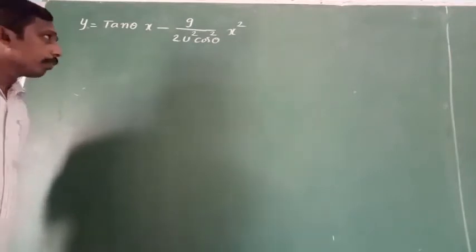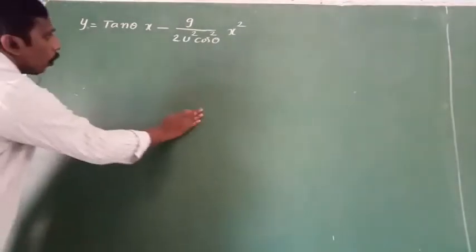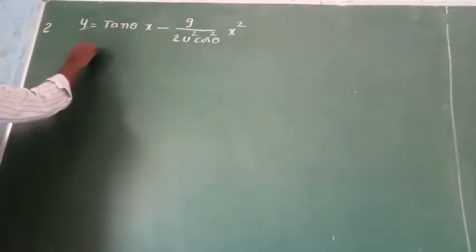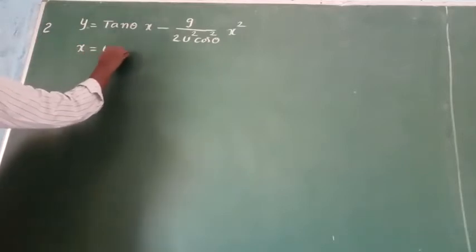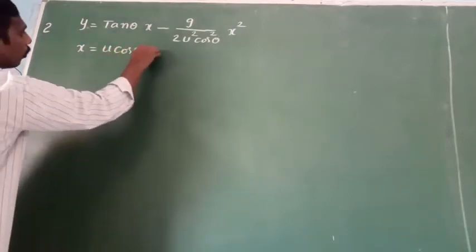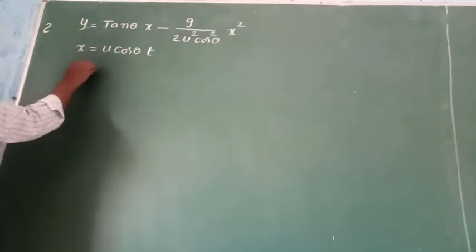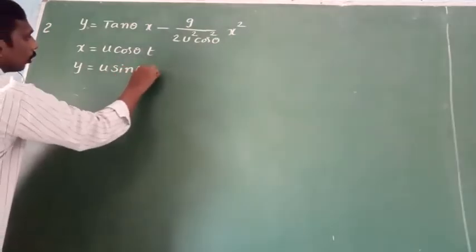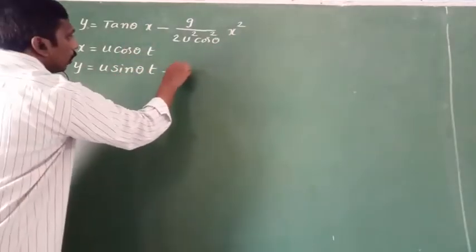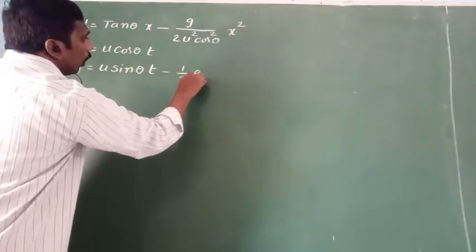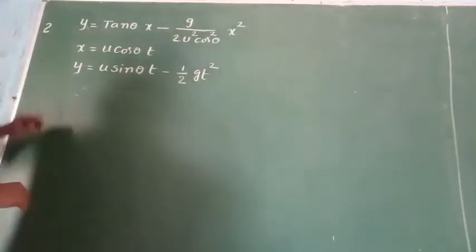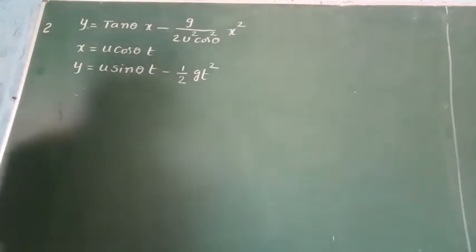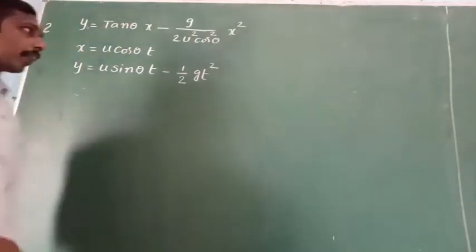Okay. Next, after t seconds, what is the velocity? Previously we discussed displacement along the x direction. After t seconds, x is equal to u cos theta into t, and y is equal to u sin theta into t minus half of gt square. We derived these equations: distance along the x axis, distance along the y axis. Then what is the displacement vector?